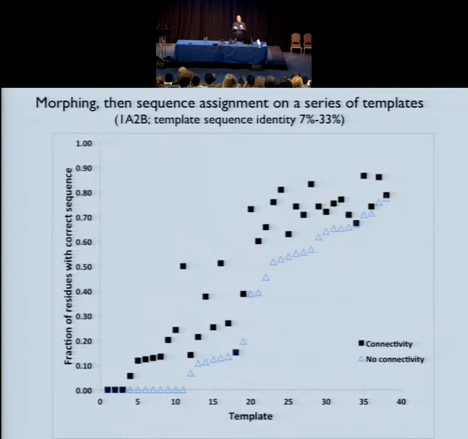This graph shows you that. These are a series of templates, homologs of the structure 1A2B, that have sequence identity from 7 to 30%. The y-axis here is the fraction of residues with the correct sequence out of the whole structure. I've sorted them based on not using connectivity in the triangles. For these various templates, we've done the whole morphing process, the whole trimming process, and the whole sequence assignment process for each one of these. And you see that using the connectivity really dramatically improves the fraction of residues that are correctly assigned to sequence in pretty much every case.